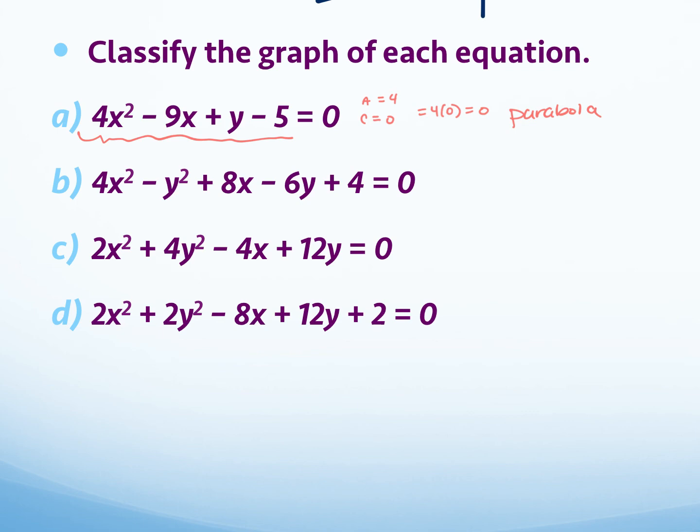Go to B. What is your A? 4. What is your C? -1. First of all, they're not the same. That's obviously the first thing I would check, because that makes a circle. What happens when I multiply these together? It's a negative number, which makes this? Hyperbola. Good.